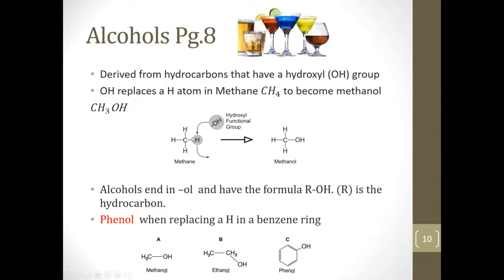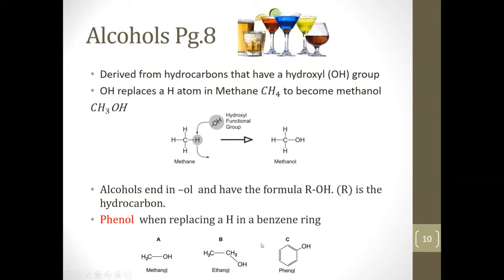So we have methane, this hydrogen goes away, this OH comes in and takes its place, and then it looks like this with the chemical formula CH3OH. And you can tell it's an alcohol based on the fact that it has this hydroxyl group. Alcohols, when we name them, end in OL and have the formula R-OH. You're going to see this nomenclature as we move through these different families here. And the R part is the hydrocarbon. So in this case, it would be methane with the OH group attached to it.